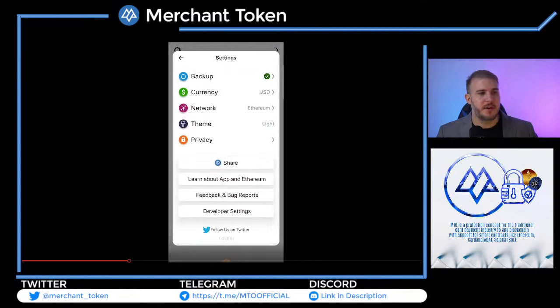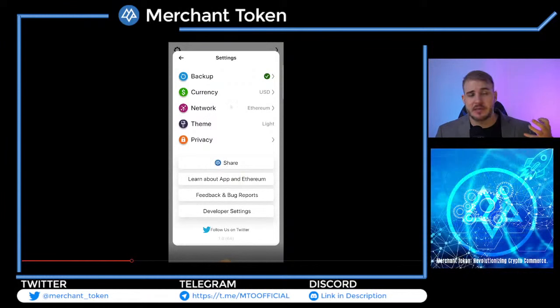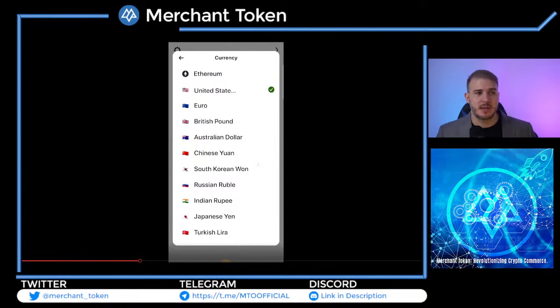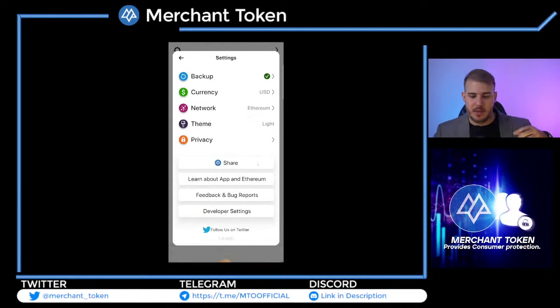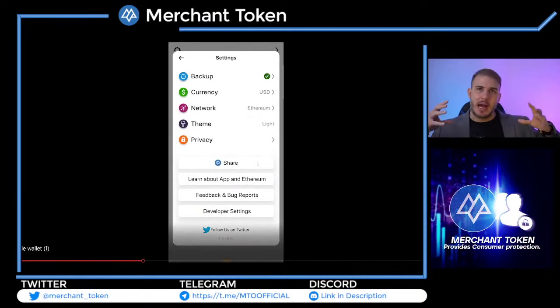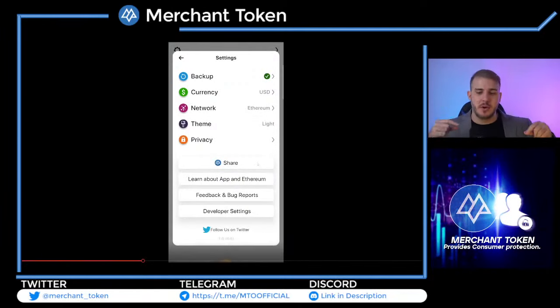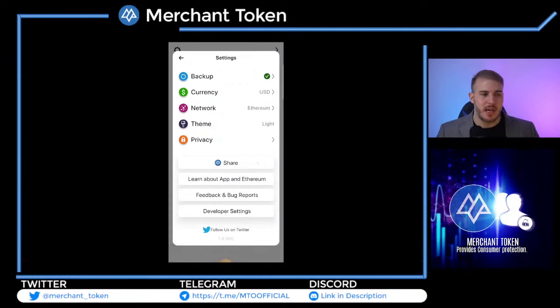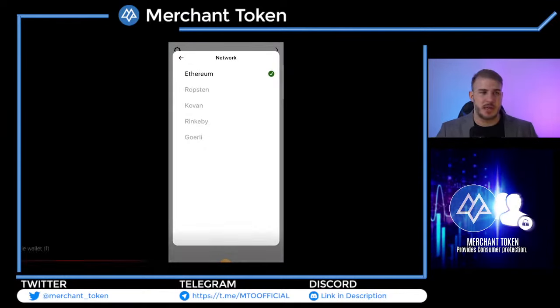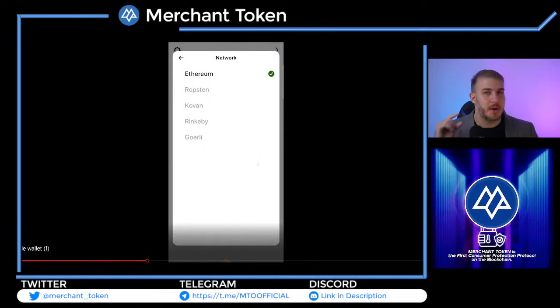So we have here different options, which are the backup, the currency that you want to be displayed, and the network that you will be using. As you can see here, the currency will tell you how much in that currency you have in respect of the crypto that you have inside the wallet. So if you choose USD, it's not going to convert it, but it's going to display the amount that you have in USD. And of course, remember, it can fluctuate.